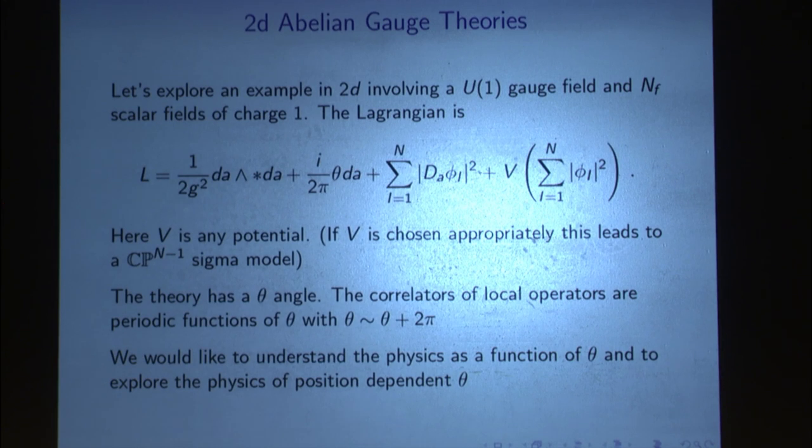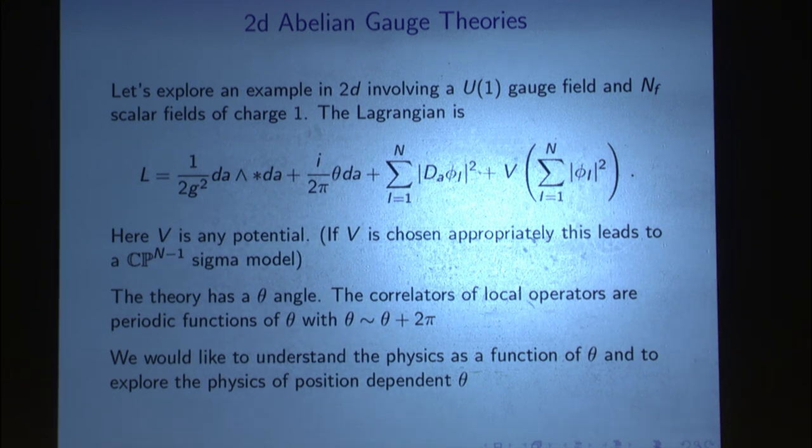OK, so in the last part of the talk, I'm going to go over a couple more interacting examples where we'll apply this logic and see what kind of conclusions we can draw. So let me discuss a sequence of 2D examples. We'll consider 2D U(1) gauge theory with N_F scalar fields of charge 1.